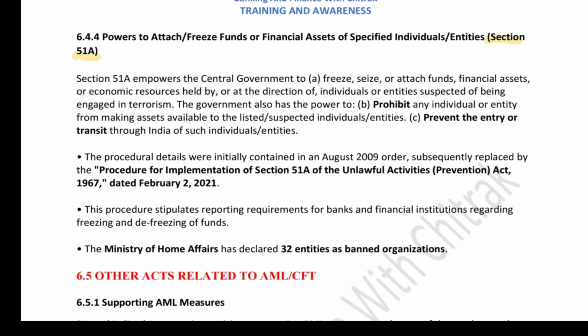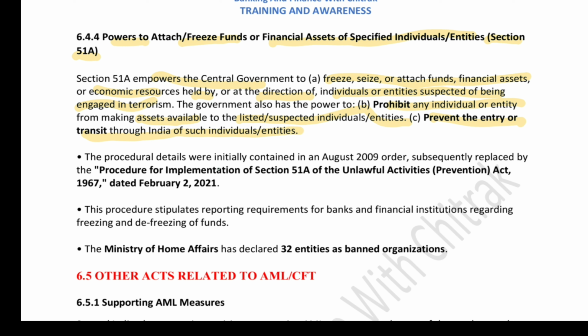Section 51A gives the government powers to attach or freeze funds or financial assets of specified individuals or entities. Basically it empowers the central government to freeze, seize, or attach funds, financial assets, or economic resources held by or at the direction of individuals or entities suspected of being engaged in terrorism. The government also has the power to prohibit any individual or entity from making assets available to the listed or suspected individuals or entities, and also to prevent the entry or transit through India of such individuals or entities.